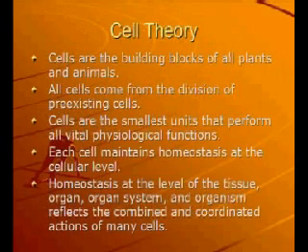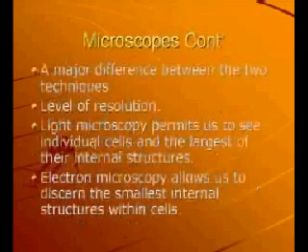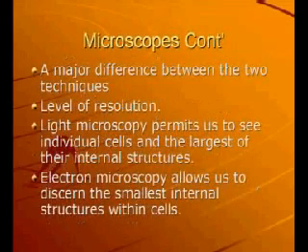The cell theory, which I alluded to earlier: basically, cells are the building blocks of all plants and animals. All cells come from the division of pre-existing cells. Cells are the smallest unit that can perform all vital physiologic functions. Each cell maintains homeostasis at a cellular level, and then homeostasis at the level of the tissue, organ, or organ system, and then the organism reflects a combined and coordinated action of many cells.